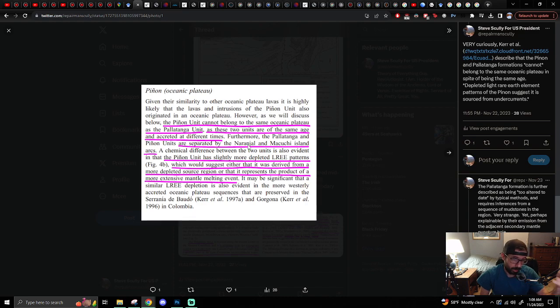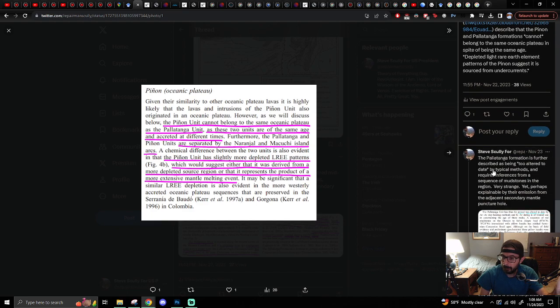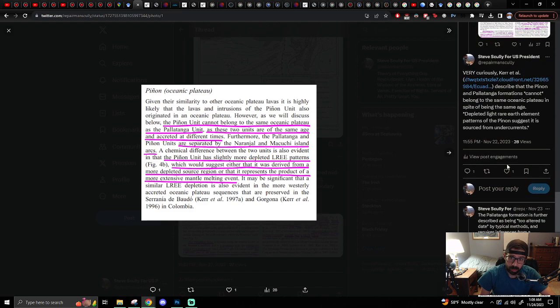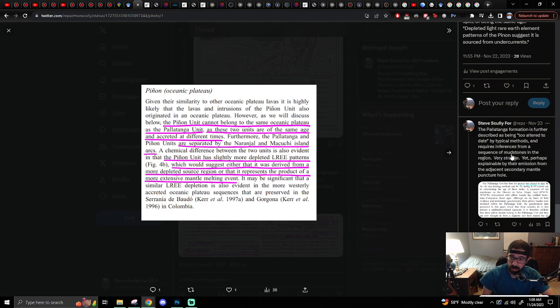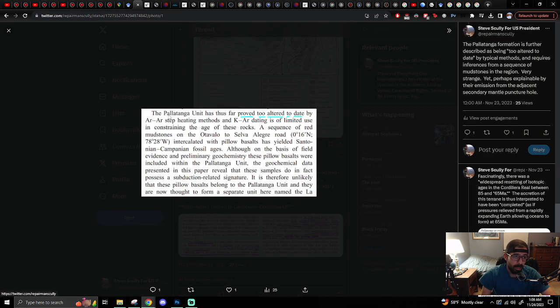And we even see it in the Palatanga and Pinon unit geochemistry. Let's keep going. Okay, I already said that, so let's keep going. The Palatanga unit has thus far proved too altered to date by the argon-argon step heating method. So remember, poorly dated argon-argon somewhere?